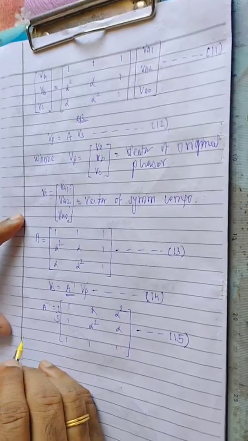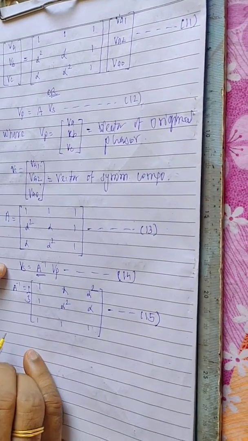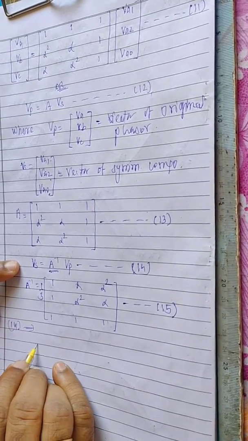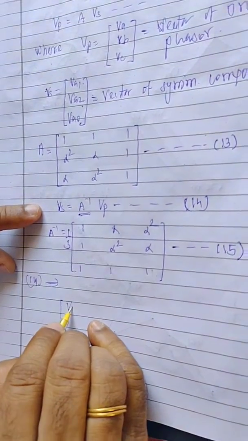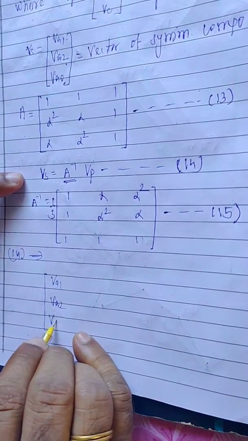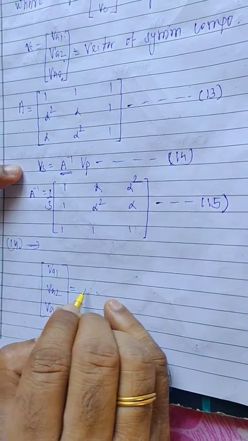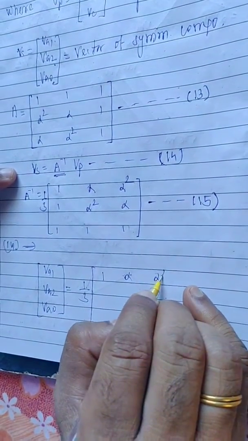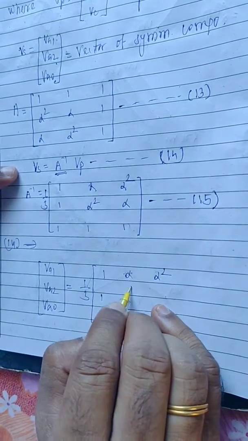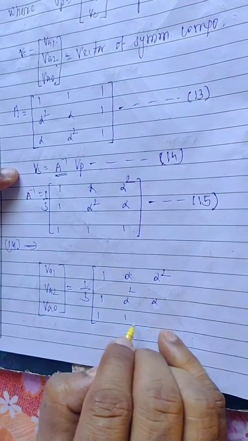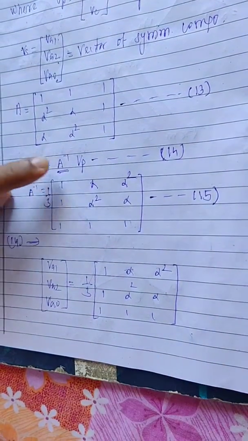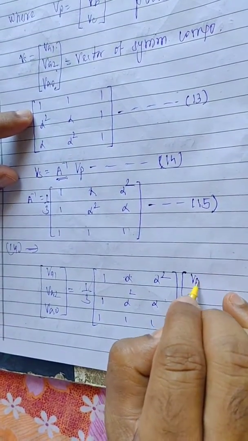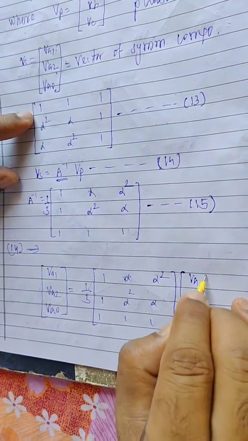Now from above we can write equation 14 as VS is VA1, VA2, VA0, and A inverse is 1 upon 3, then 1 alpha, alpha square, and second row 1 alpha square, alpha, and third row 1, 1, 1, and VP is the vector of original phases. This is VA, VB and VC.